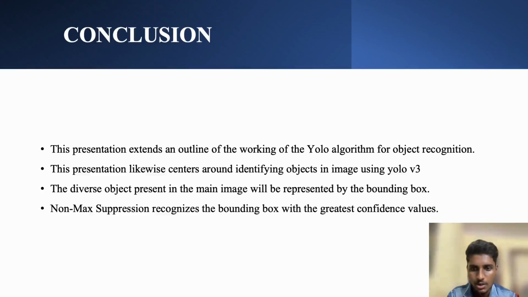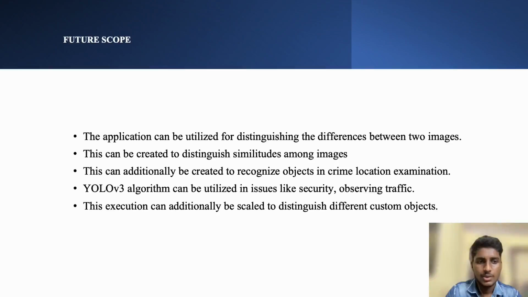However, YOLO is one of the top algorithms for object detection. It gradually increased its accuracy with version updates one by one, which helped it to become the best algorithm. Future scope. This application can be utilized for distinguishing the differences between two images. It can be extended to distinguish similarities among images. It can additionally be used to recognize objects in crime scene investigation. The YOLO v3 algorithm can be utilized in areas like security, traffic monitoring, etc. And the best example for object recognition is its use in self-driving cars.